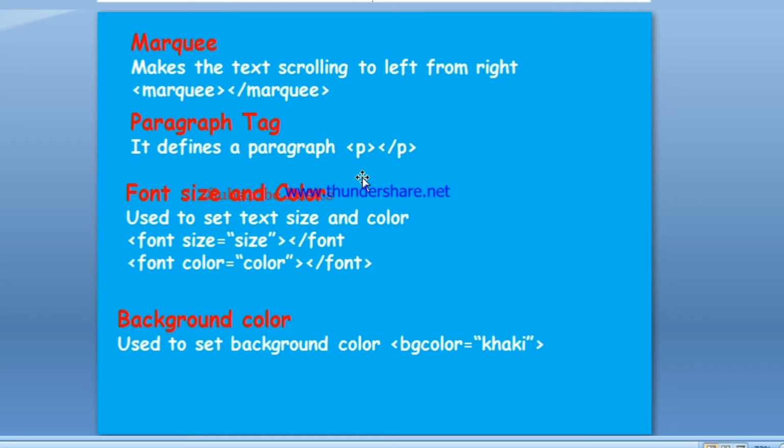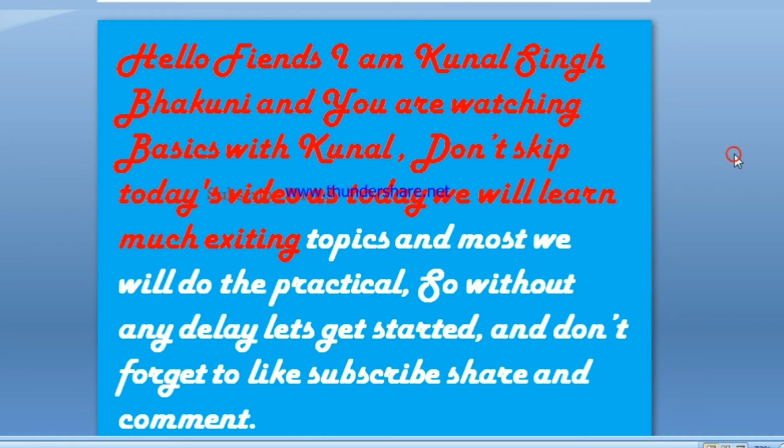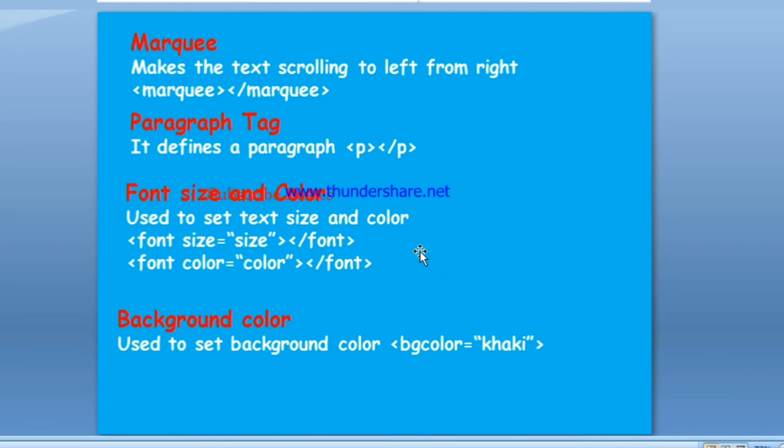First, font size. Here you can see it is used to set text size and color. Font size: here we will write the size. Suppose we want to set the size to 19, we will write 19 and then save and refresh it. And then we will put the font off tag. After it, for font color, it's first font color. Here we have to write the color, and then the font off tag and between them the text.